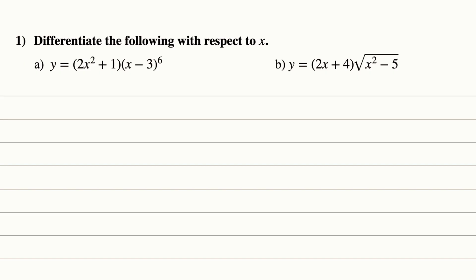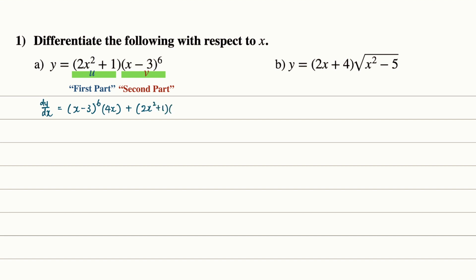Now let's try out some examples so that we can solidify our understanding of the product rule. We have an example over here, 1a, y is equal to (2x squared plus 1)(x minus 3) power 6. Remember, identify two parts. Keep the second part over here, which is (x minus 3) power 6. Differentiate the first part, which is 4x. Product rule starts with a letter p, so put a plus sign to join them together. Put the first part over here, 2x squared plus 1, followed by differentiating the second part using chain rule, 6(x minus 3) power 5 multiplied by 1.